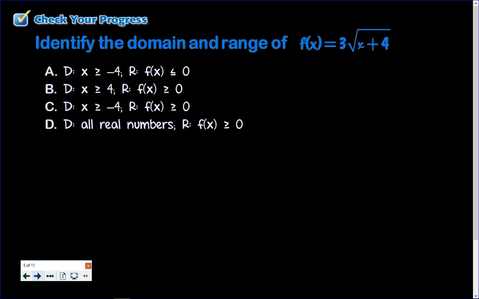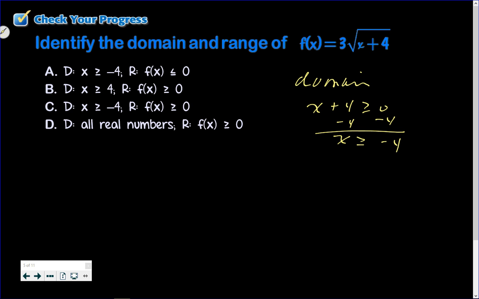Okay, did you guys find the domain? What was the domain? All numbers greater than or equal to. Right. So the domain, x plus 4 greater than or equal to 0, subtract 4. Okay, so can I eliminate some answer choices? B and D. B and D, good.